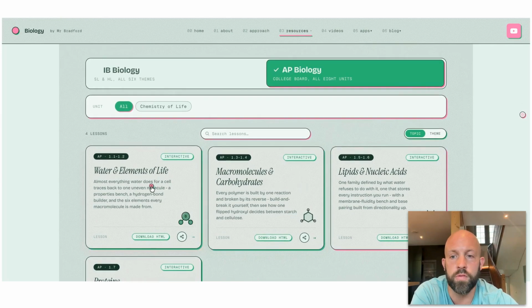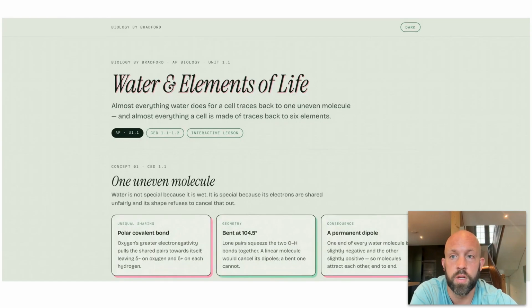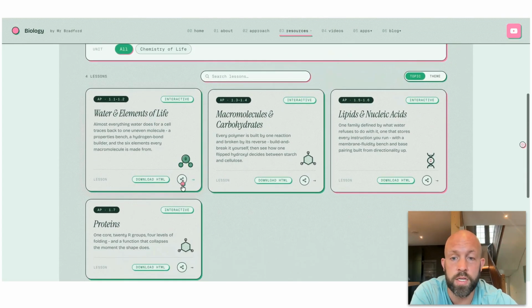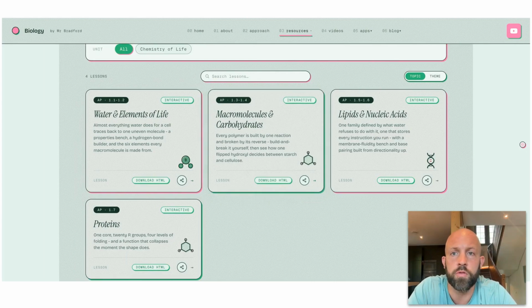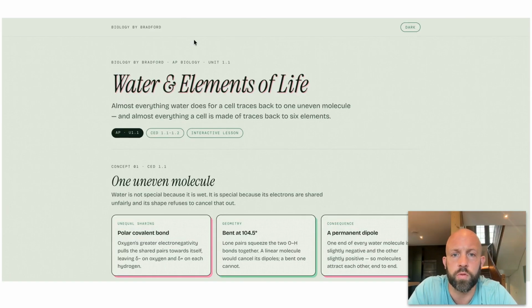So we'll just start with water and elements of life. If this is something you want to share with a friend, you've got a little share function here. You can download it and use it yourself offline. It's what's called an HTML file, so it's like a web page that works offline.